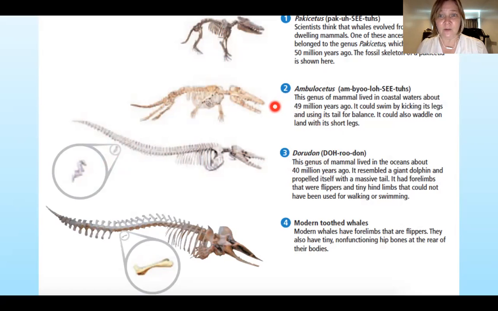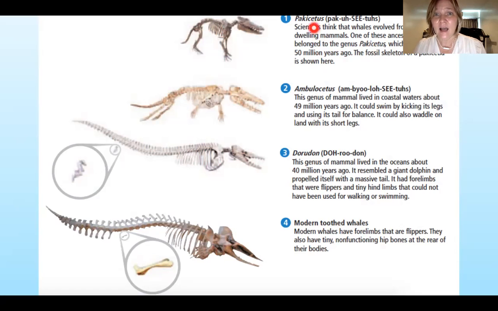Go back in time a little bit more and we have Ambulocetus. This genus of mammal lived in coastal waters about 49 million years ago. It could swim by kicking its legs and using its tail for balance. It could also waddle on land with its short legs. So here we actually have hind legs that are used for walking.